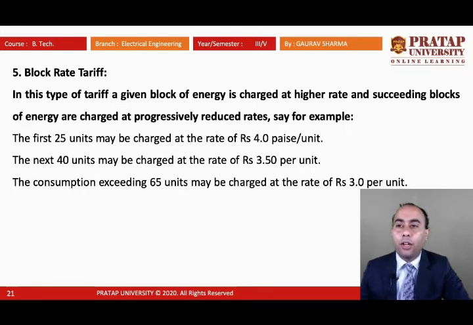Next is block rate tariff. In this type of tariff, a given block of energy is charged at a higher rate and succeeding blocks of energy are charged at progressively reduced rates. For example, the first 25 units may be charged at rupees 4 per unit, and the next 40 units may be charged at 3.5 per unit. And for the next units exceeding 65, we can charge 3 rupees per unit.